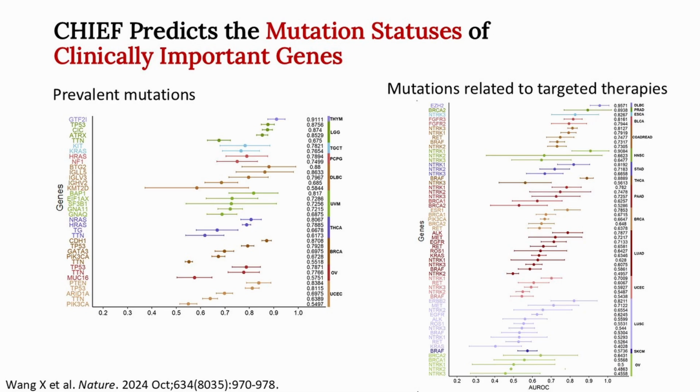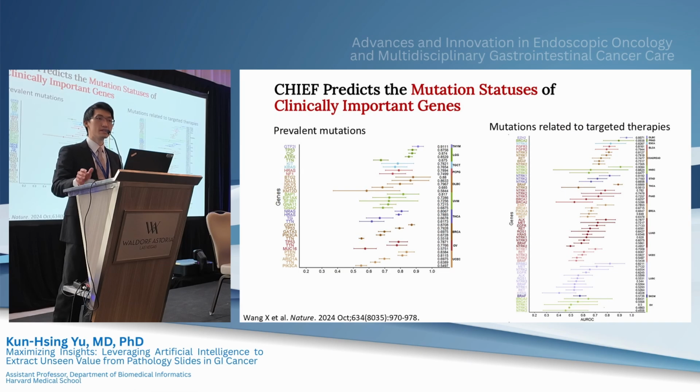The figure panel on the left shows the prediction of prevalent mutations. Here we define that as more than 5% prevalence in our training dataset. As we can see here, for mutations such as GTF2I in thymoma, among many other cancers, we have an area under the curve of more than 91%. Furthermore, if we restrict our analysis to those mutations related to FDA-approved targeted therapies, we see even higher performance in selected cancer types and selected mutations, such as the EZH2 gene in diffuse large B-cell lymphoma, as well as many other different cancer types.